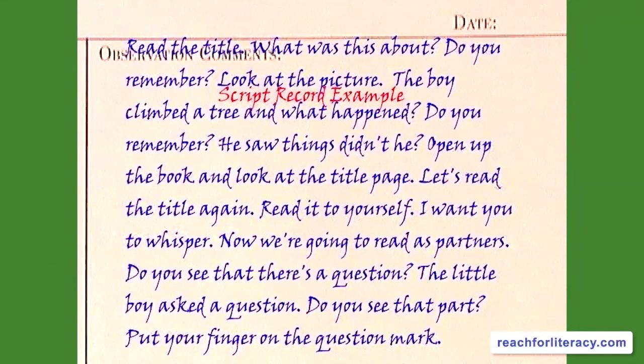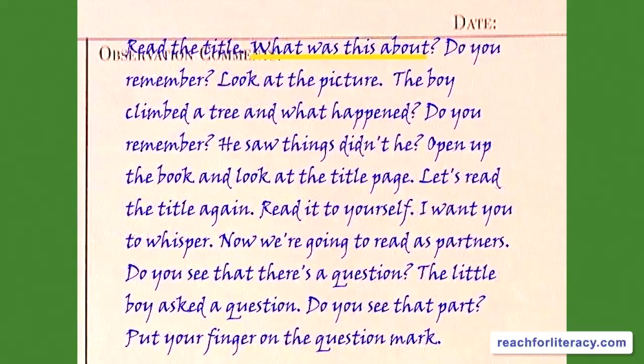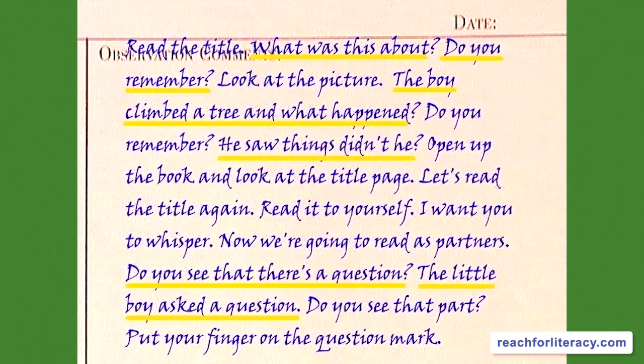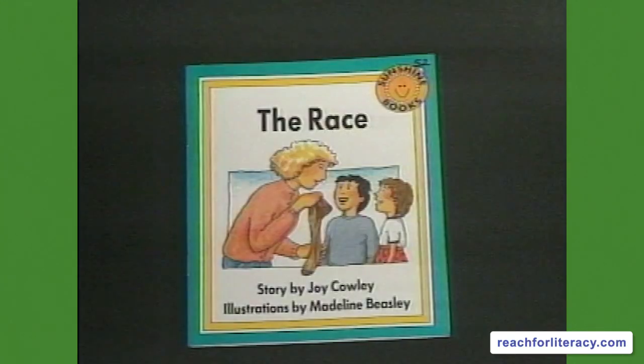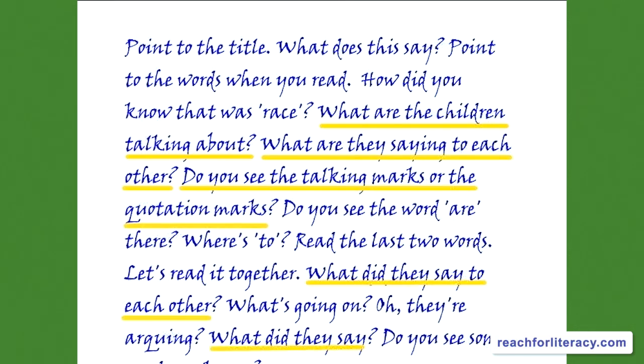Examination of the teacher's scripting revealed the following comprehension questions. For the familiar book, comprehension questions included, what was this about? Do you remember? The boy climbed a tree, and what happened? He saw things, didn't he? Do you see there's a question? The little boy asked a question. Scripting also revealed the following questions for the new book. What are the children talking about? What are they saying to each other? Do you see the talking marks or the quotations? What did they say to each other?